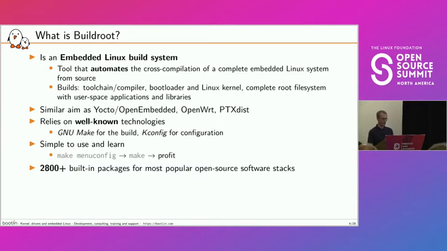There are over 2,800 built-in packages in Buildroot, which means we have lots of major software stacks pre-packaged, things like GStreamer, Wayland, and Go, or Node.js. All these big software stacks are pre-packaged, so you don't have to worry about packaging them yourself, and of course that can be extended with more packages. And many packages get added, maybe not every day, but on a regular basis. And that's part of the things I will be covering later.